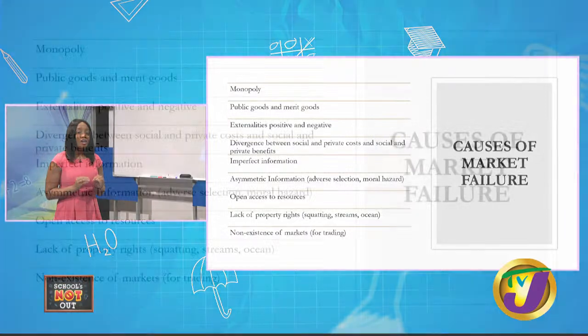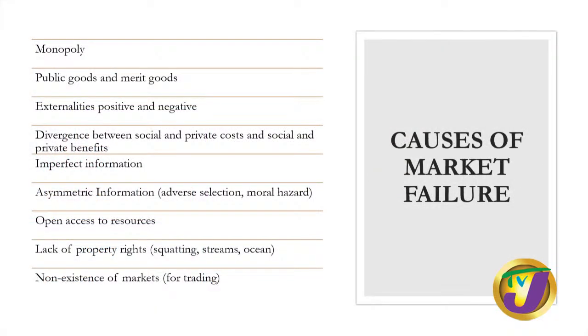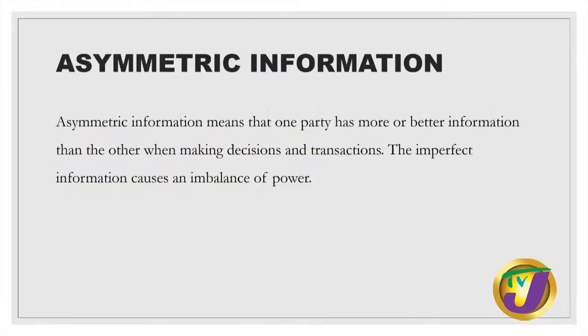Now, there are different causes or different reasons why we have market failure. Market failure could be due to a monopoly, public goods and merit goods, externalities, divergence between social and private costs, as well as social and private benefits, imperfect information, asymmetric information, open access to resources, lack of property rights, and non-existence of markets. So all of these mentioned are causes of market failure.